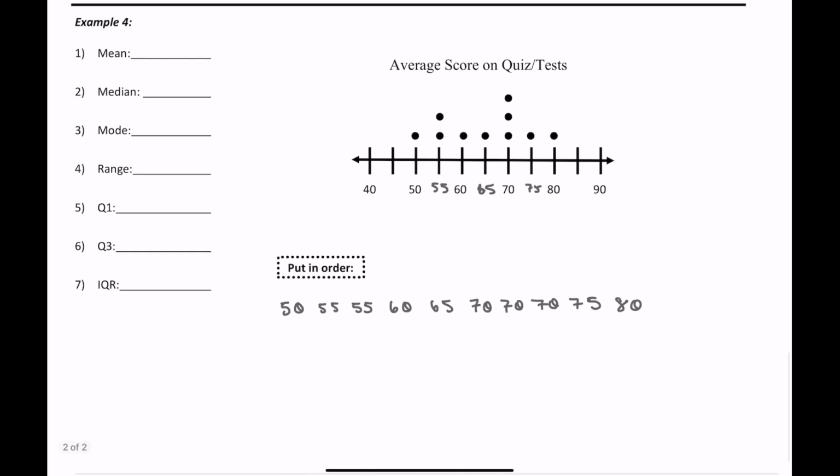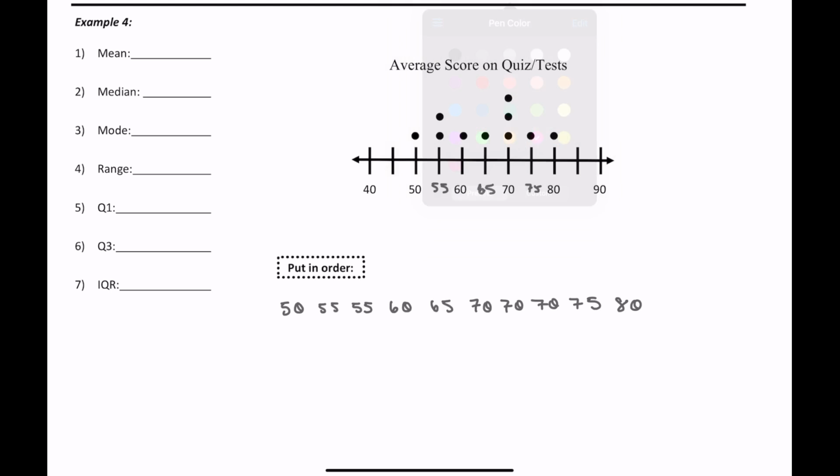Number 4, everything's already in order this time, but just be careful. We are not counting by 1s in this number line. We are counting by 5s. And trust me, I messed this up when I was writing it out, so don't feel bad if you did too. All right, so we're going to total up our list of numbers.